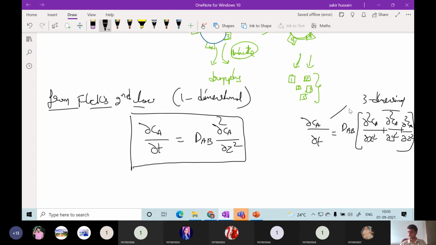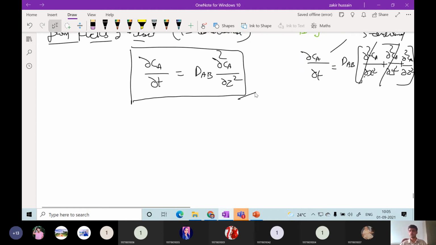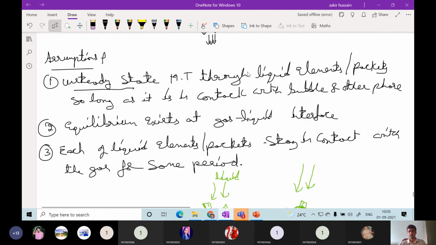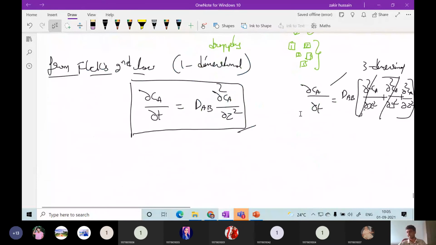We have derived this formula in the earlier classes. Now we are taking only one dimension, so we neglect two dimensions; you can take x, y, or z. Since this is an unsteady state theory, the penetration theory, we have to use Fick's second law of diffusion. Why? Because in Fick's second law, concentration is a function of time. Dou Ca by dou t, t means time.